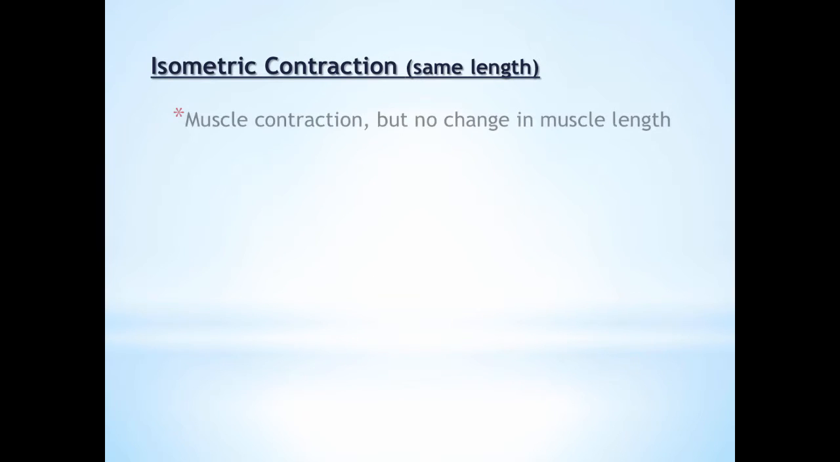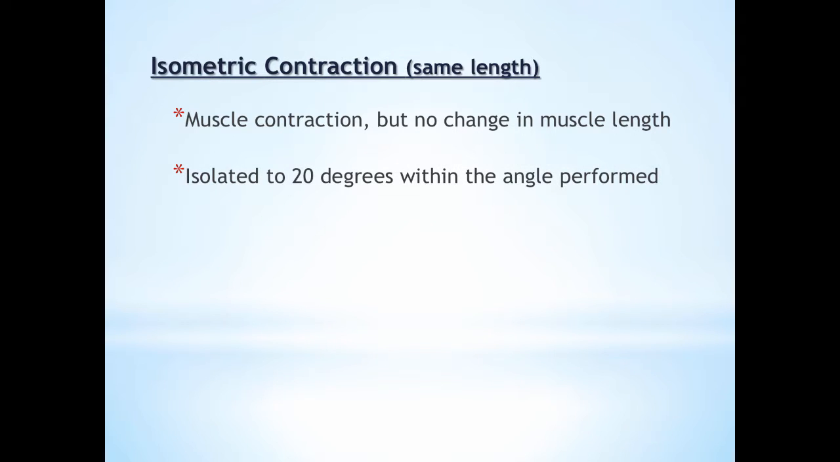So an isometric contraction means the same length, so no change in muscle length occurs. It is isolated to 20 degrees within an angle performed. So if you're doing, let's say, a biceps contraction at 90 degrees of elbow flexion, then we're going to have to also work at 70 degrees and 110 degrees to be able to gain strength through an arc. So we're only going to gain strength within that 20 degrees.